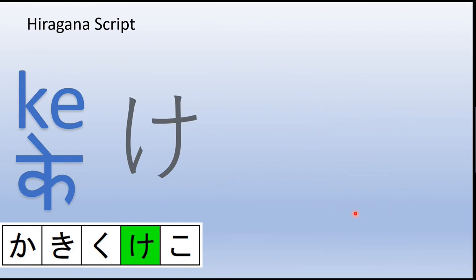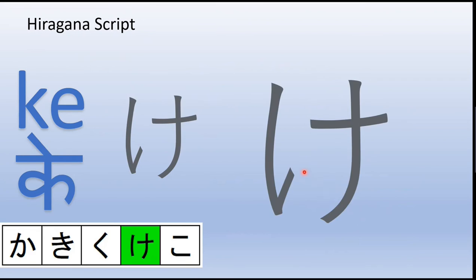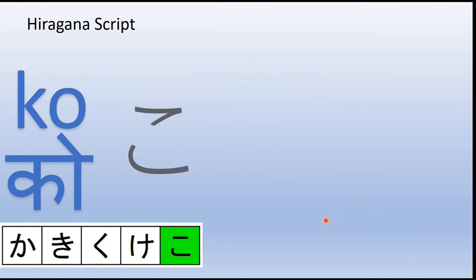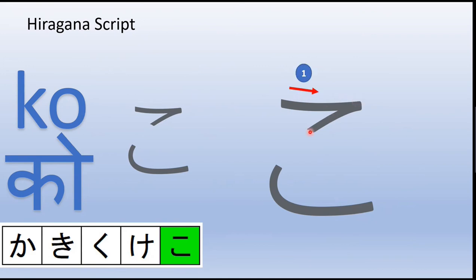Then we have Ke. There are two parts, or I should say three parts in it. This is the first horizontal and like this. The second one is the horizontal line here. And the third one is this vertical line and a little slanted towards the end, towards the bottom. Ko. This is the symbol for ko. And in two strokes, we have to write it. So this is the second line of the alphabet system, ka, ki, ku, ke, ko.